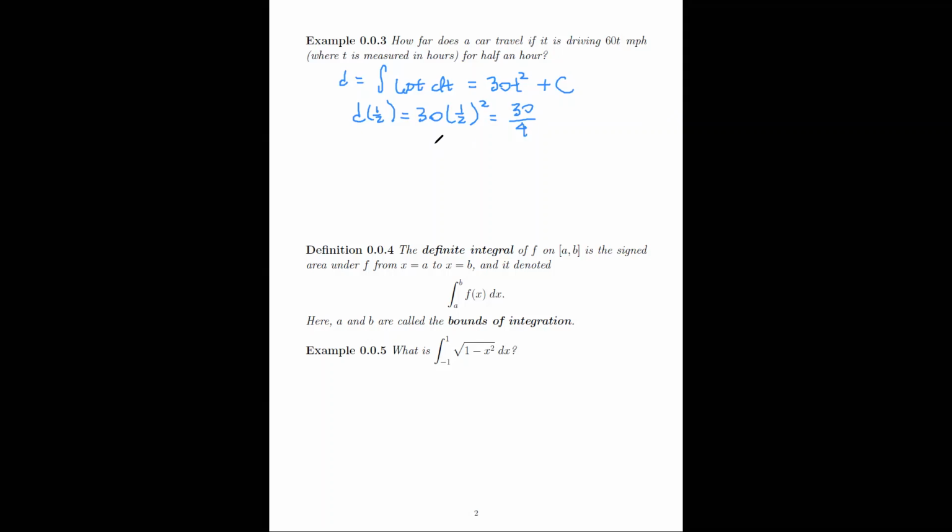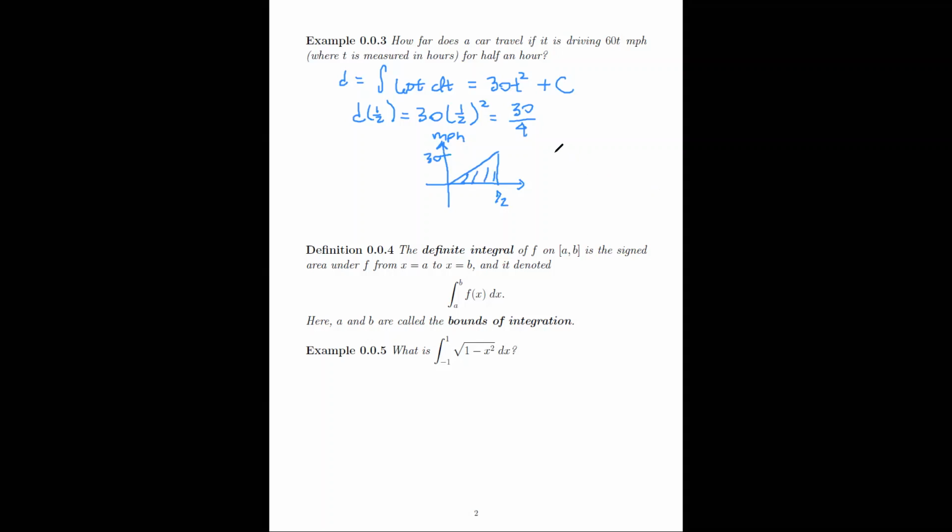Okay. So let's try and think of this as a graph like we did with our last example. So here we've got our miles per hour is 60t. So after half an hour, we're at a height of 30. So let's take a look at this area.